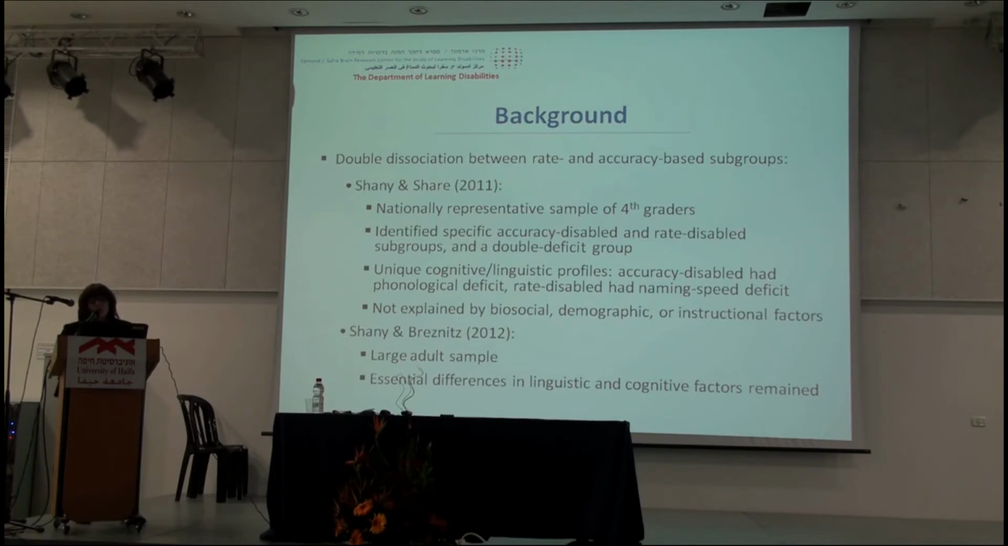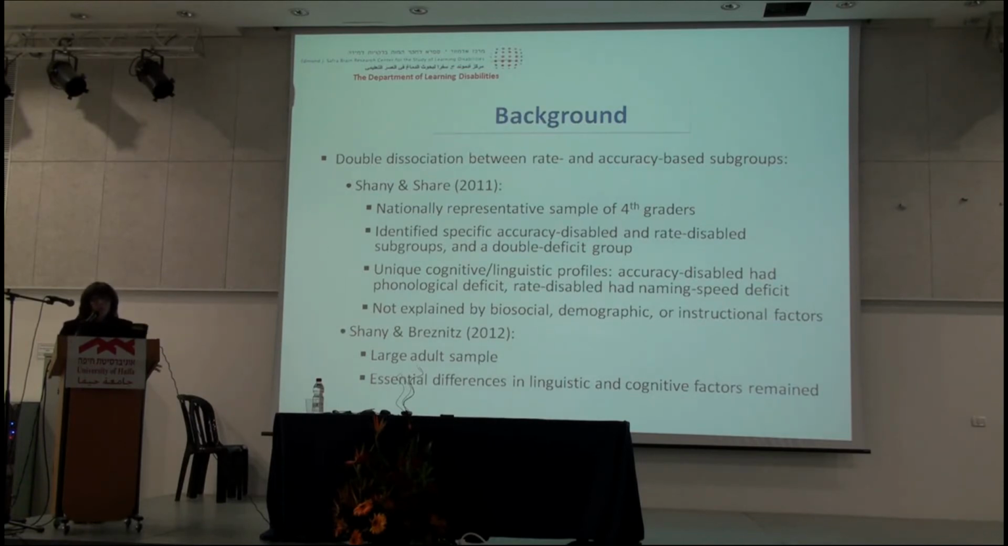What we saw is unique cognitive and linguistic profiles. But accuracy disabled had phonological deficit, and rate disabled had naming deficit. And these differences were not explained by biosocial, demographic, or instructional factors because it was a national sample, so we could compare it. We compared SES levels, we compared gender, we compared Orthodox and non-Orthodox schools, and we even compared methods of reading instruction.